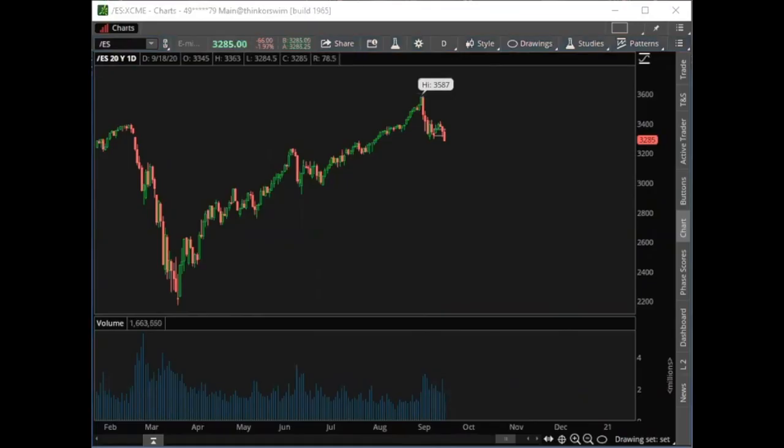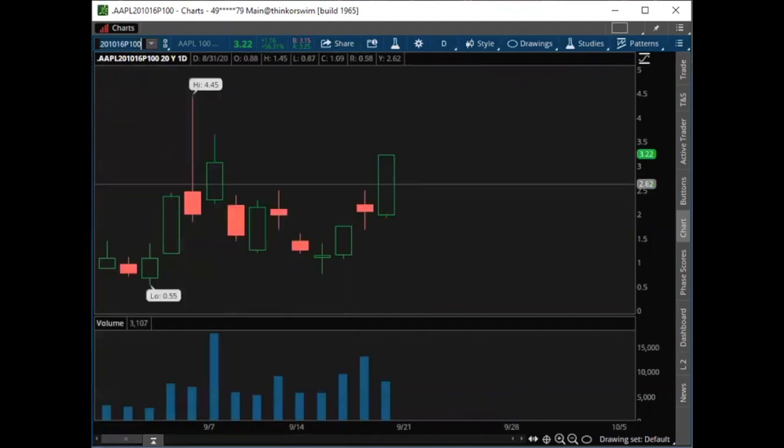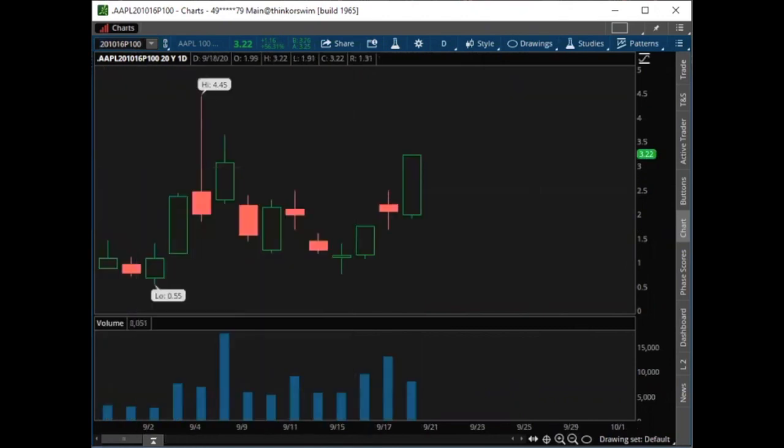Let's take a look at these puts that we took on Apple. These are October's expiration date. I literally just closed it out. Apple actually hit my level, which is around the 106 area. I'm going to show you.